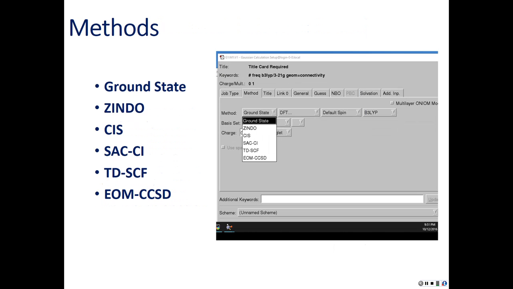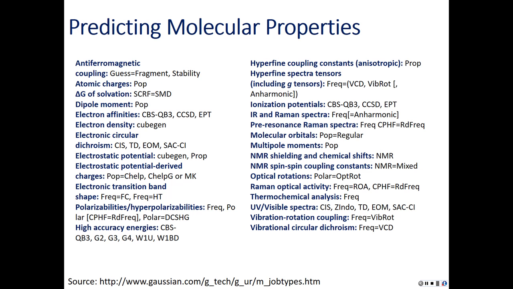And then I'll go on to methods. So this was covered in more detail two presentations ago, but you also have these different methods: ZINDO, CIS, SAC-CI. These all do different things, which was talked about. So we can use these different methods to predict different molecular properties.